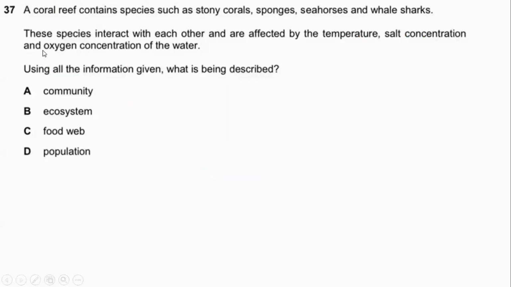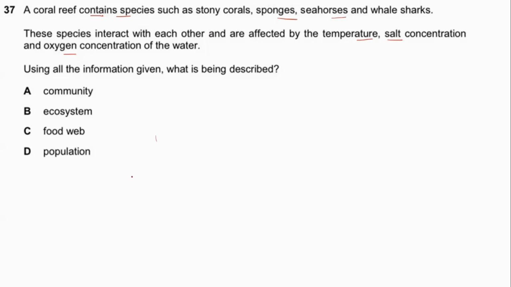And the last question for today is, a coral reef contains species such as stony corals, sponges, seahorses, whales, sharks. So first of all, a coral reef is like a tropical rainforest of the aquatic system. It is the area where there is warmth, water is shallow, so there are abundant organisms. These species interact and are affected by temperature, salt, oxygen, etc. Now, using all this information, what can you say is described?